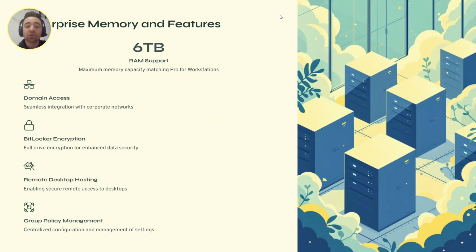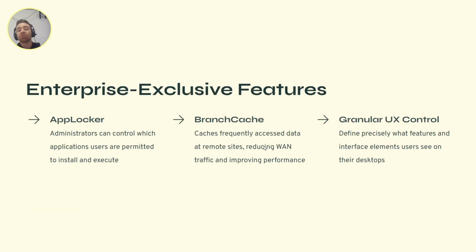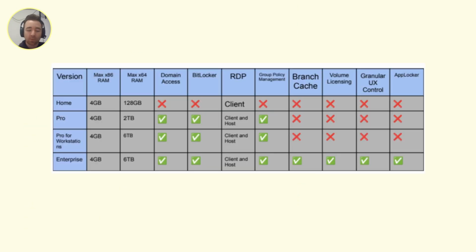Okay. You also get an upgrade to 6 terabytes of RAM. This is the same as Pro for Workstations. Okay. So same as Pro for Workstations. You also get everything else that we have had previously. You get domain access, BitLocker encryption, remote desktop hosting, and group policy management, of course. So everything that we had before, we have, plus these 3 as well. That's Enterprise. Now, here's a table that pretty much summarizes everything I've just said. So you can have a look at the version. Okay, maximum RAM for a 32-bit version is always 4 gigabytes.